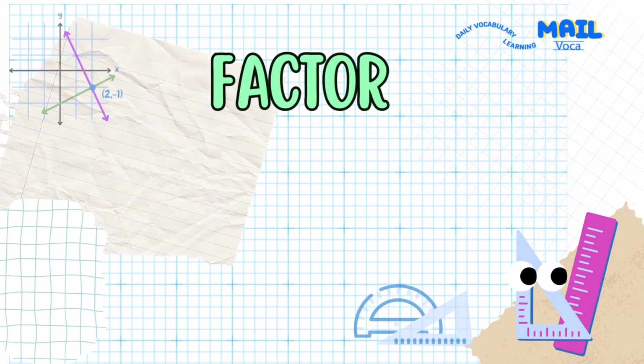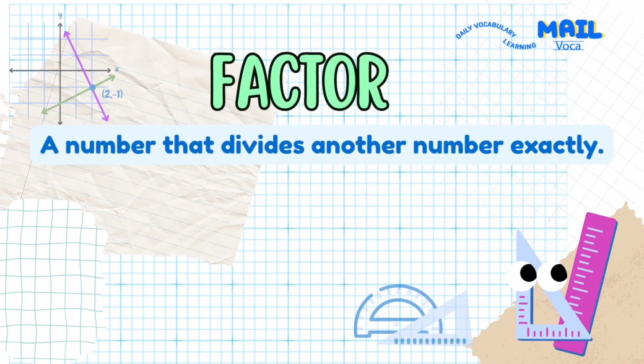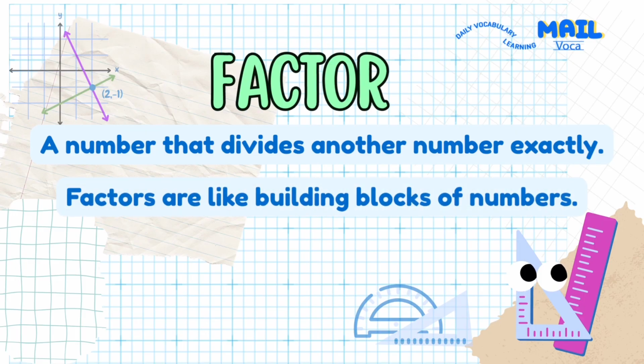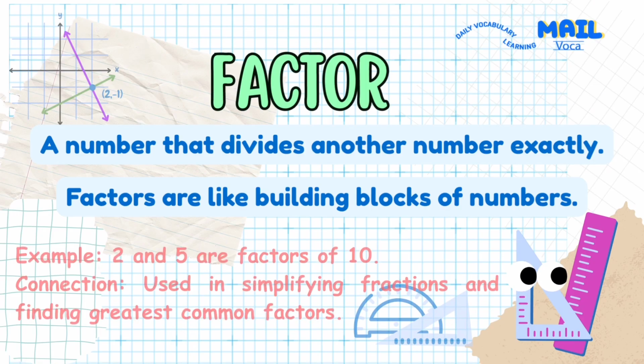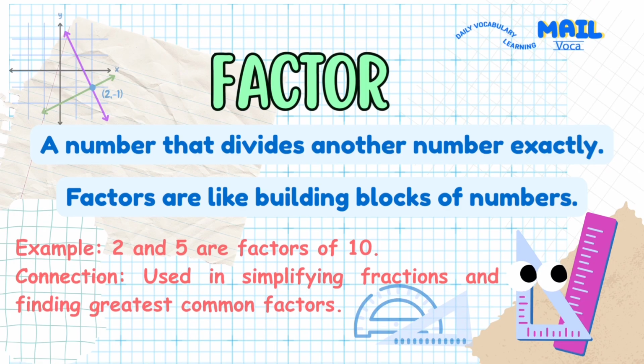Factor. A number that divides another number exactly. Factors are like building blocks of numbers. Example, 2 and 5 are factors of 10. Connection, used in simplifying fractions and finding greatest common factors.